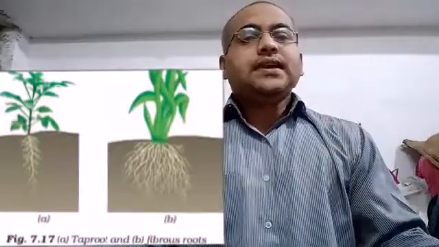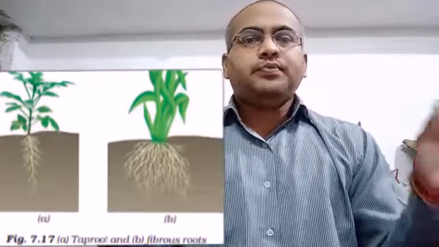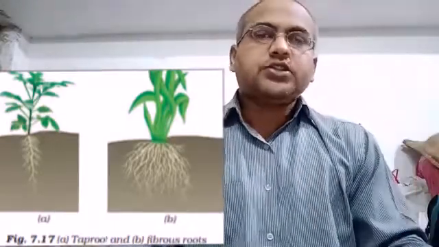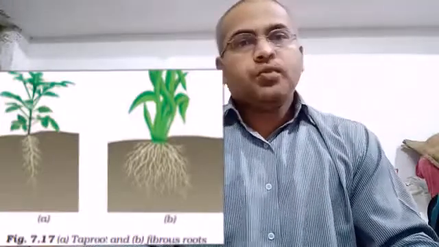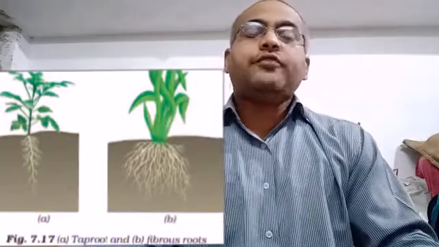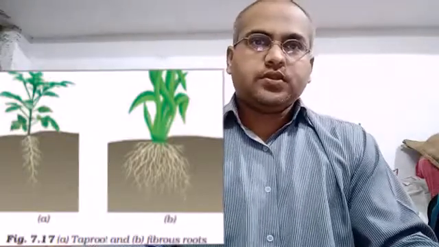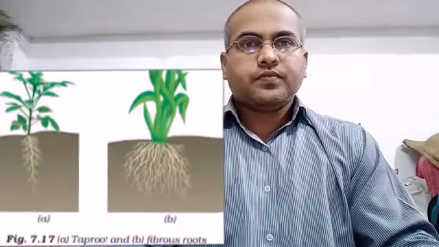Then there is another type of root, in which several fibers or thread-like structures are present, almost the same. So this type of roots are called fibrous roots. So, taproot and fibrous roots.